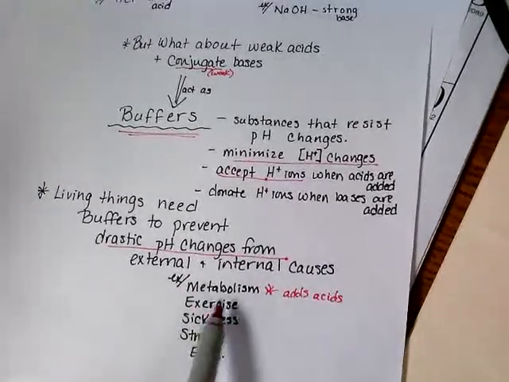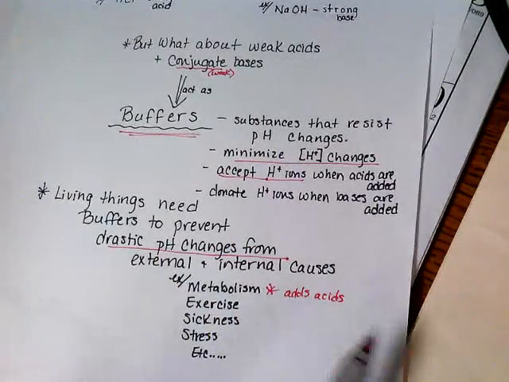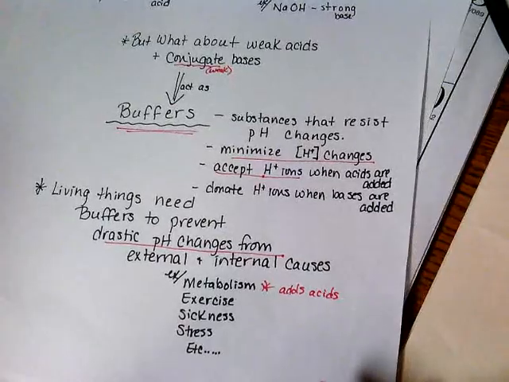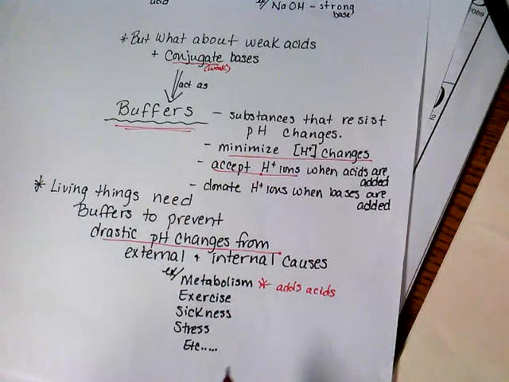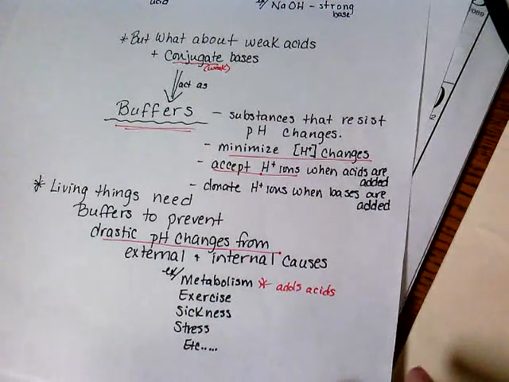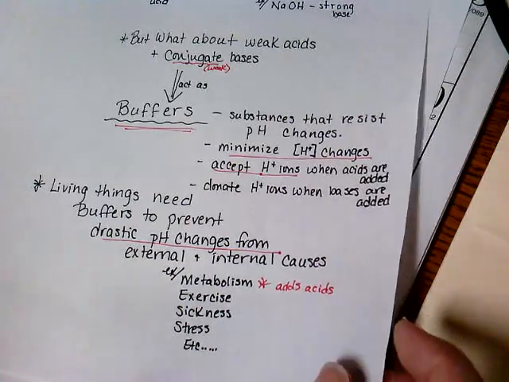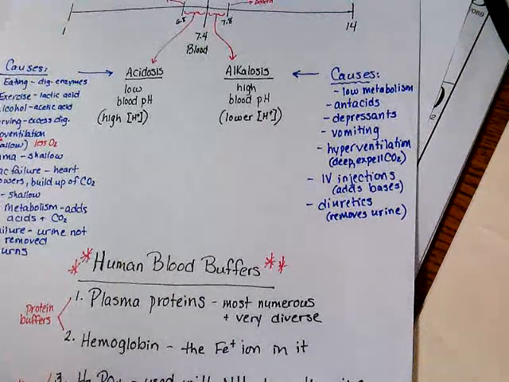For example, metabolism adds acids, whether it be from lactic acid and exercise or digestive enzymes, sickness, stress, etc. So we'll go into more examples of that in a moment. So let's take a look at the pH scale and blood.